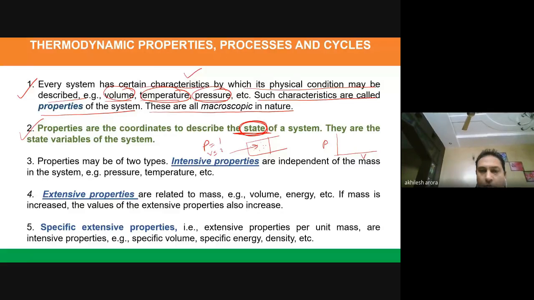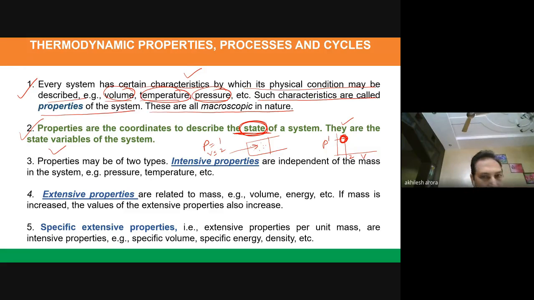Equal to say 2. I'm not writing the units at this moment. So I can always plot this particular point on the diagram, which shows a pressure equal to 1 and a volume equal to 2. So this shows the state of the system. These are the state variables of the system.